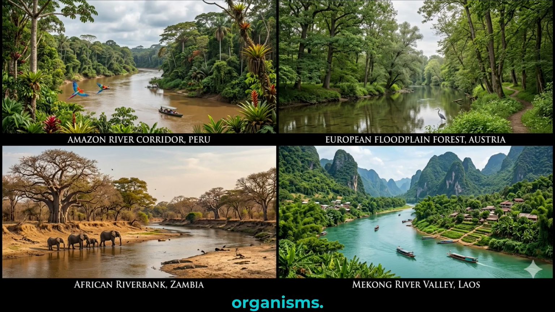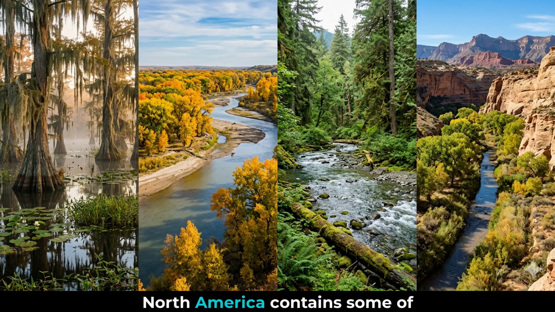North America contains some of the world's most diverse riparian ecosystems, from the cypress swamps of the southeastern United States to the cottonwood forests of the Great Plains and the willow-lined rivers of the Pacific Northwest. Riparian forests support tremendous biological diversity and play critical roles in water quality, flood control, and wildlife conservation.